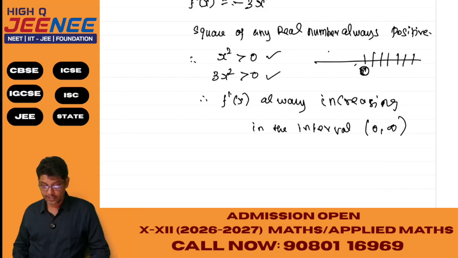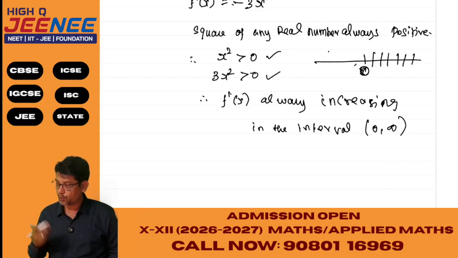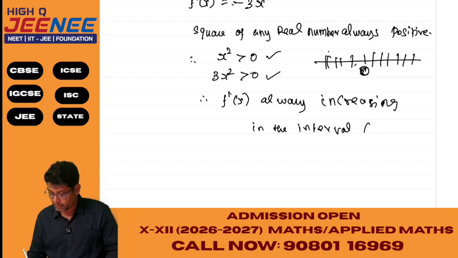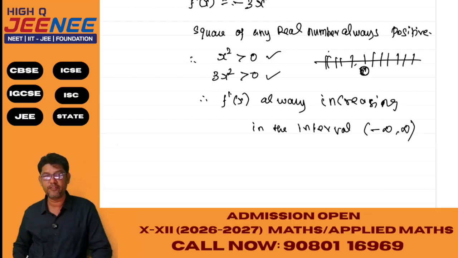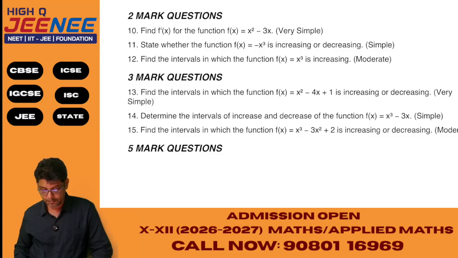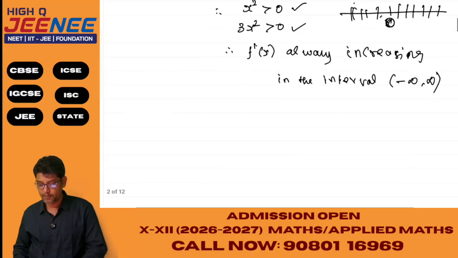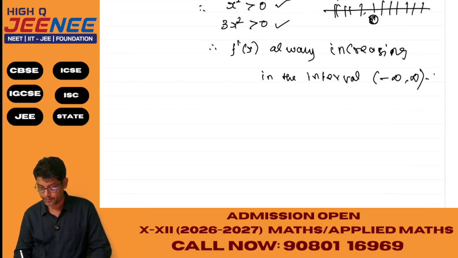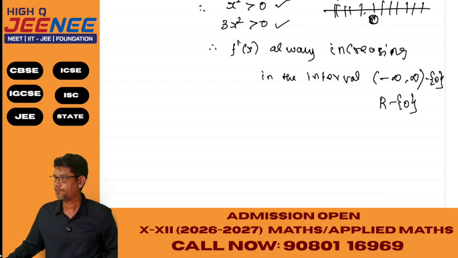Yes. Actually, they ask you to find 3x square. 3x square is always increasing. Even if you take this side, still it is going to be increasing only. Am I right? The interval is minus infinity to infinity, because any value you take, positive or negative, it is going to be increasing only. There is a point of inflection. Yes, sir. So we have to write R minus 0. Okay, R minus 0. Fine.